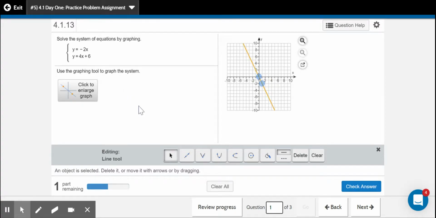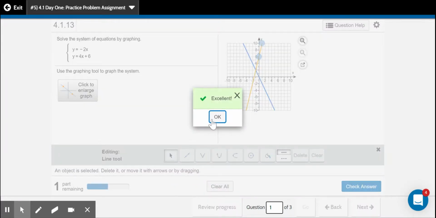Now I'm going to graph 4x plus 6. So I'm going to grab my line tool again. I'm going to start by putting a dot at 6 because that's my y-intercept. And then I am going to go for a slope of 4, or 4 over 1. So I'm going to go up 4 and over 1. And that will be done. So I'm going to check answer.